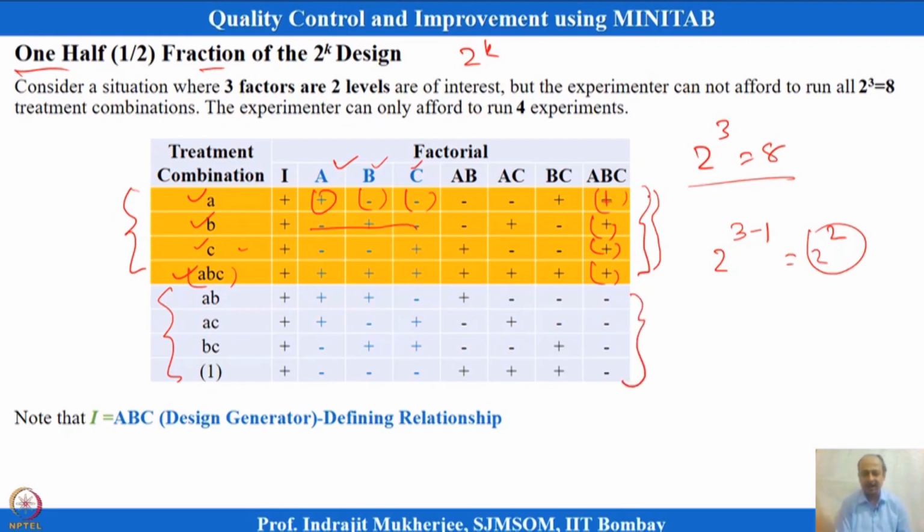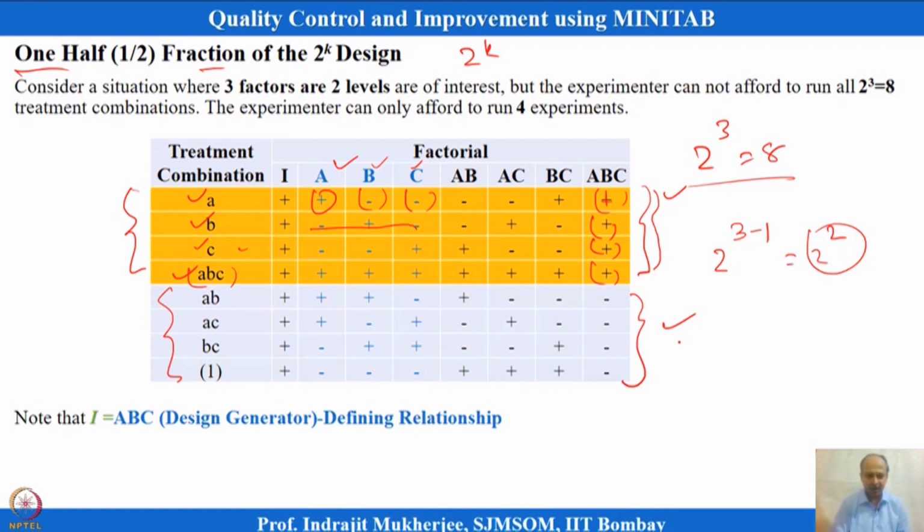So, either I can run this one or I can run this one; you can run either of these. My idea is that I do not want to run the full trial, I am only running half of the experimental trials, and I will lose some information. I will always lose some information, because I will not be able to calculate all interactions independently. In this case I am not going for optimization. My idea is to screen the factors with a minimum number of trials.